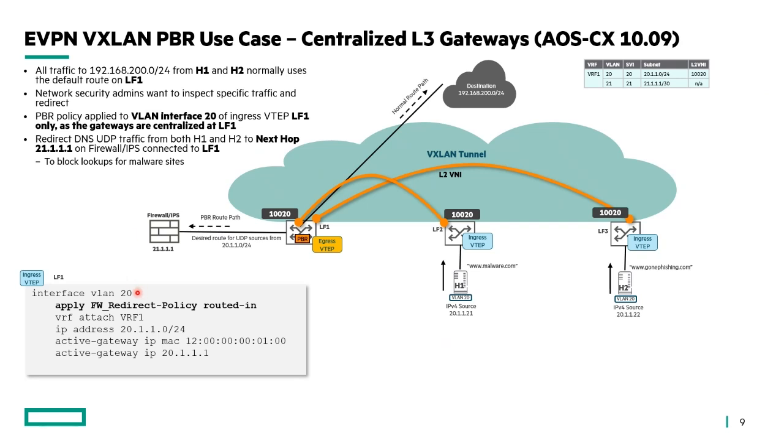Same thing here. The example shows that we apply the PBR policy, in this case, only to leaf 1, because that is the egress VTEP for the setup. So there's no need to apply the PBR policy on leaf 2 or leaf 3.